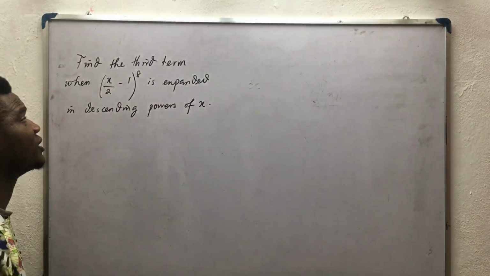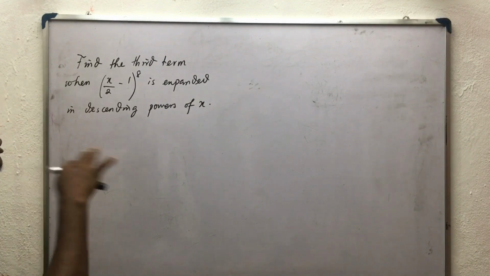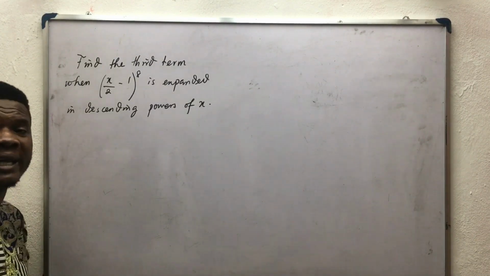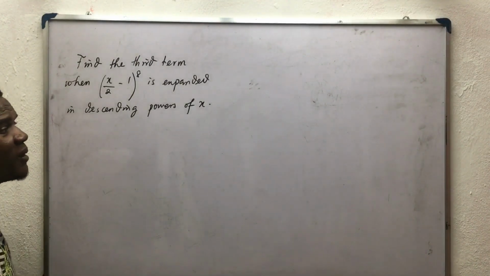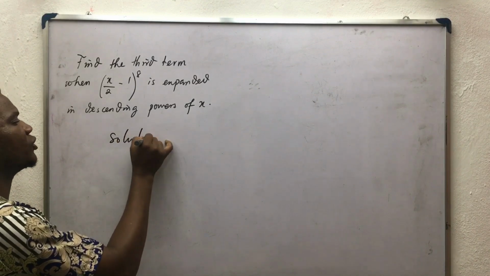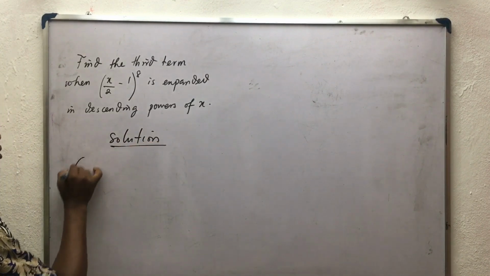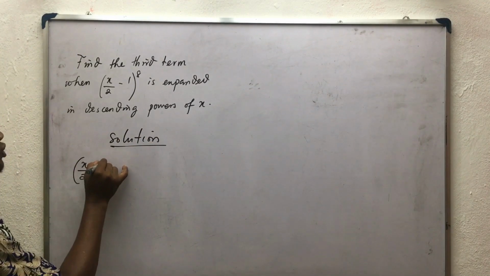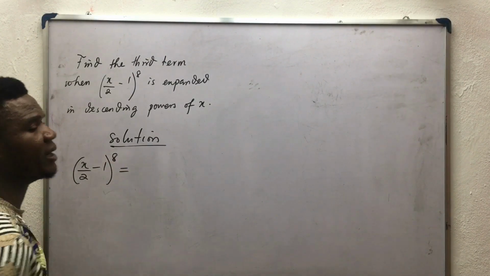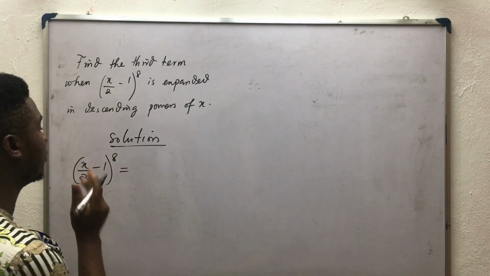In today's video, I'm going to be solving this problem. Find the third term when (x/2 - 1) raised to the power 8 is expanded in descending powers of x. So let's solve this problem. I'm going to begin by writing out (x/2 - 1) raised to the power 8, and I'm going to be using the binomial expansion for doing this.